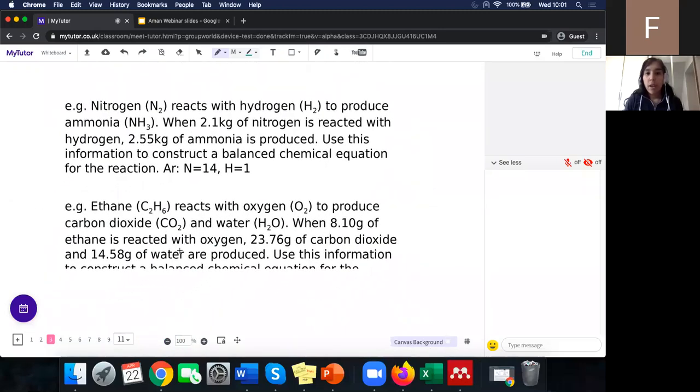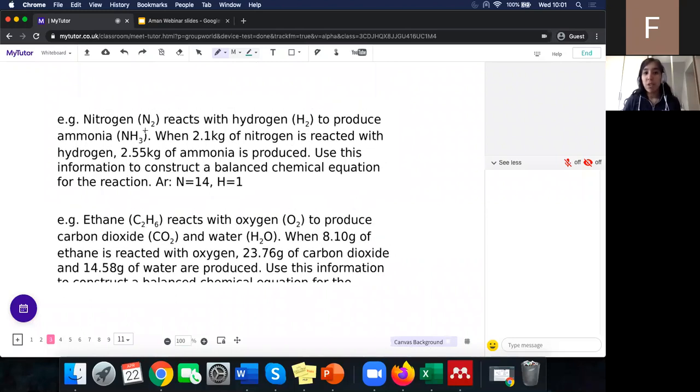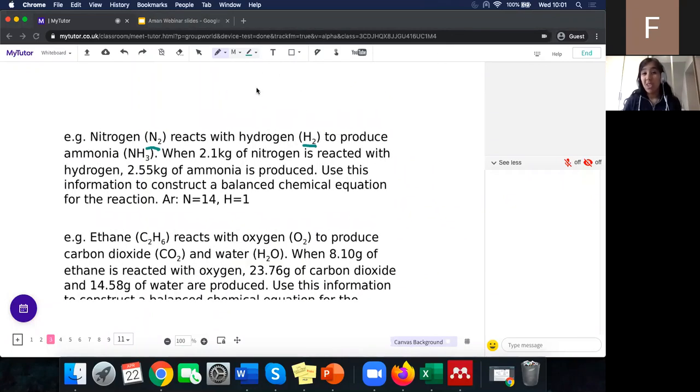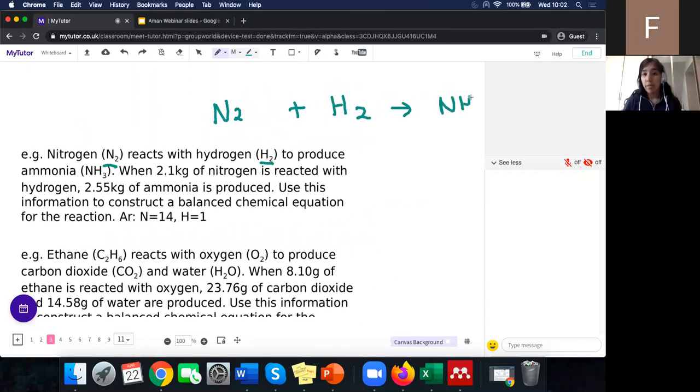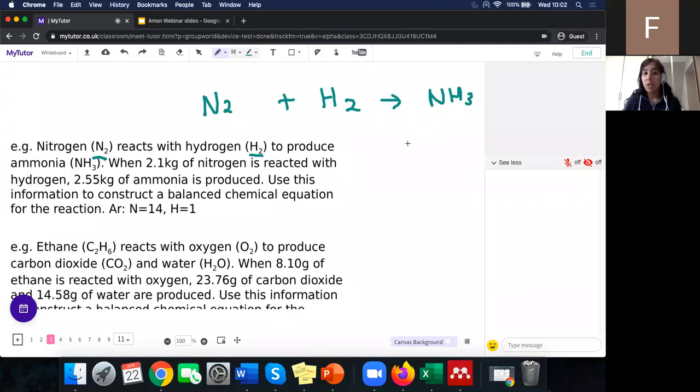So nitrogen reacts with hydrogen to produce ammonia. If they've given you in brackets what the reactants and products are, try and write out an equation. You don't need to balance it. So nitrogen plus hydrogen goes to NH3. Again, that's not balanced, but we don't need to balance it. We're going to use the masses to help us.